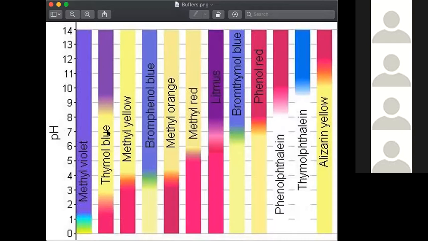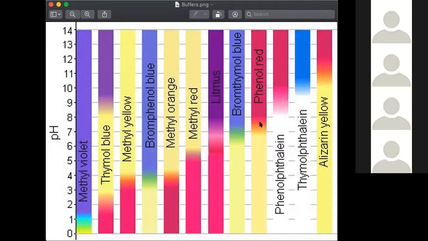Thymol blue, it's got quite a big change here, but that could be possible to work. Methyl yellow is an indicator that changes down at 4, so that's not going to be good. Bromophenol blue, that's no good. Methyl orange, that's no good. Methyl red, it's close. Litmus might be good if we had some litmus. But look at this, bromothymol blue, right on there. It goes from yellow to green to blue. So that's probably going to be the best for us right there. And that's the one we're going to use.